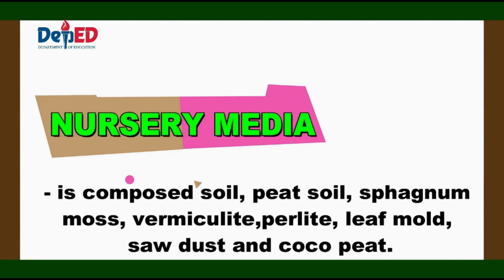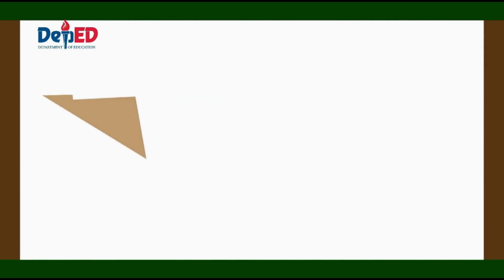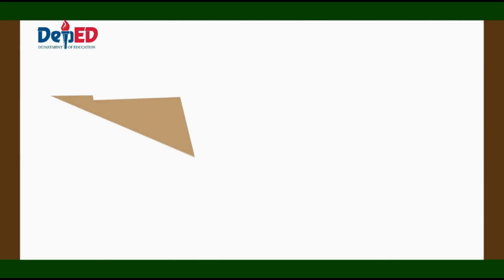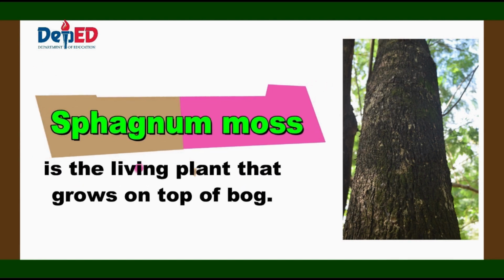Nursery media is composed of soil, peat soil, sphagnum moss, vermiculite, perlite, leaf mold, sawdust, and coco peat. Peat soil is a mixture of organic matter, minerals, gases, liquids, and organisms mixed together. Sphagnum moss is the living plant that grows on top of bog.